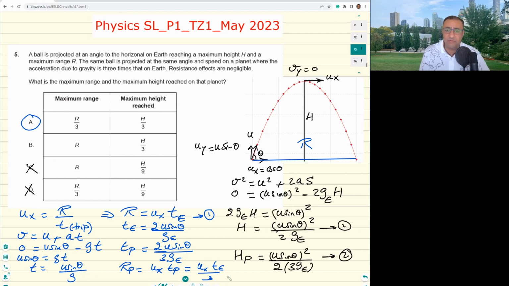You always remember the facts, and then you can solve any question regarding projectile motion if you know the facts.